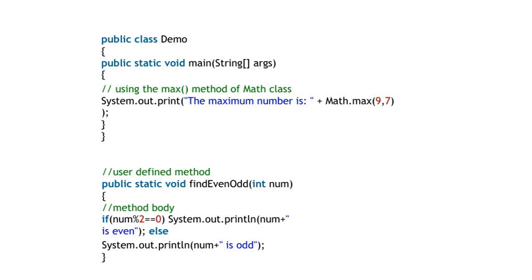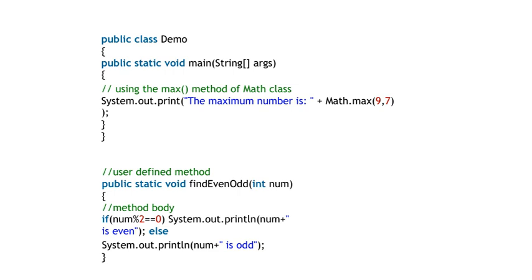In this slide, we're looking at a simple Java program that demonstrates two important concepts, using built-in methods and defining our own methods. First, notice the class named Demo, which contains the main method, the entry point of any Java application. Inside the main method, we use System.out.print to display a message, specifically the maximum of two numbers. We do this by calling Math.max with the arguments 9 and 7. This illustrates how Java provides utility classes like Math that include ready-to-use methods for common operations, simplifying our code.